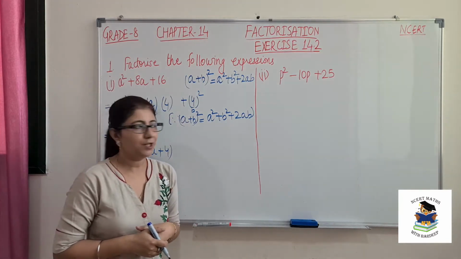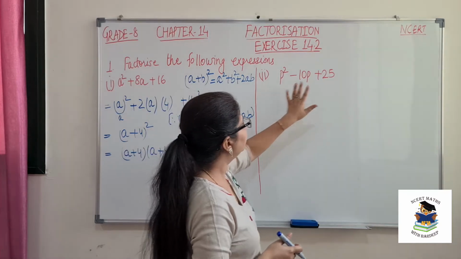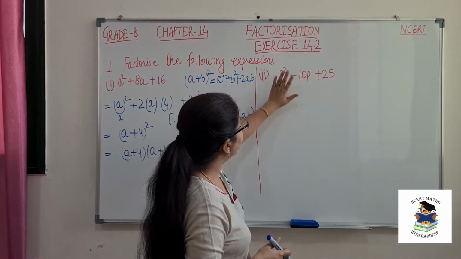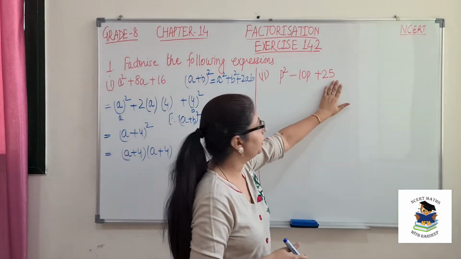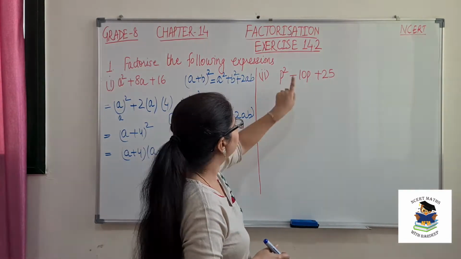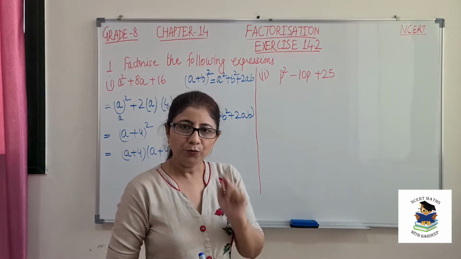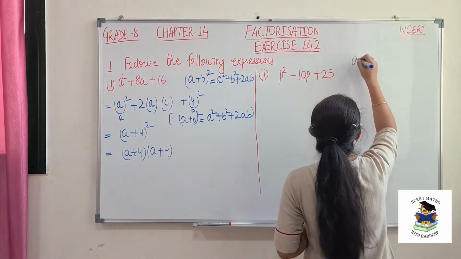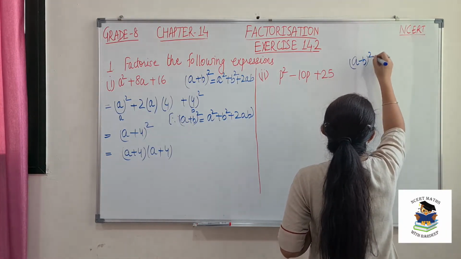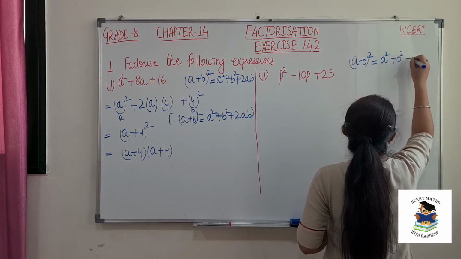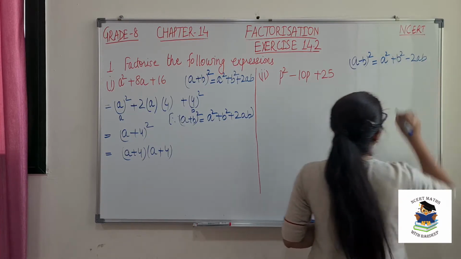Now let's see the second part. Here again 3 terms, so we will check our identity. This term can be written as p square and 25 can also be written as 5 square. But since the third term has a negative sign, we will check for a minus b whole square. So I will write a minus b whole square. Do you remember? This is a square plus b square minus 2ab.